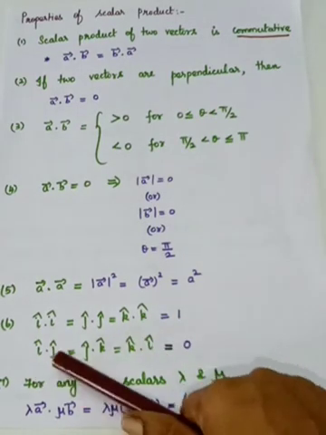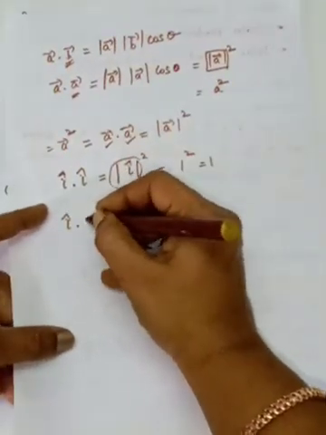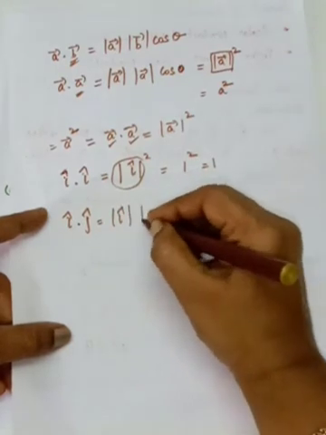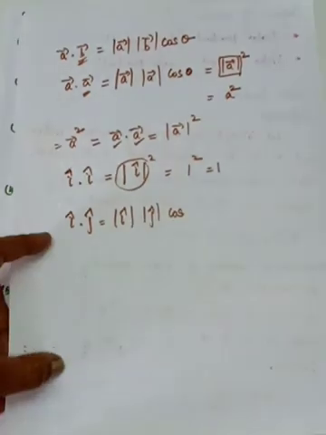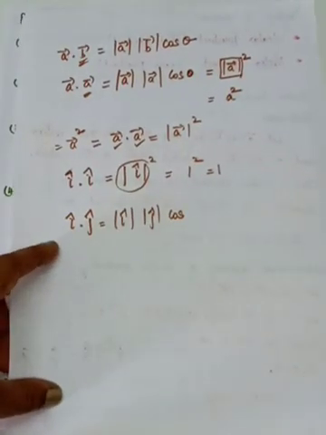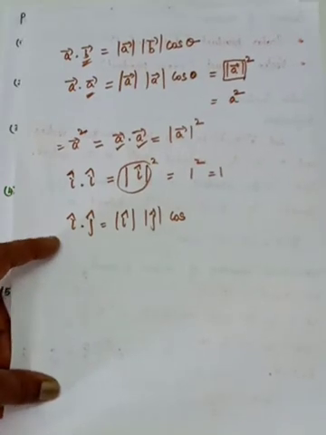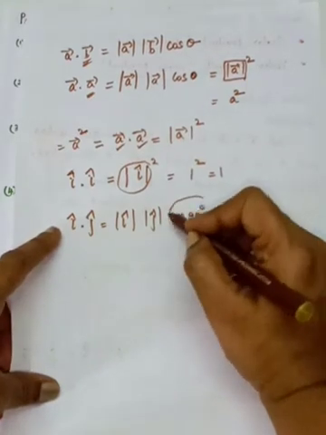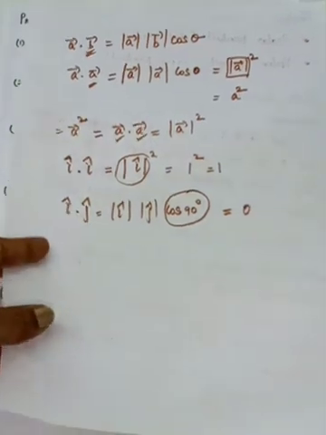What is I cap dot j cap? See, use the definition: modulus of I cap, modulus of j cap, and cos of the angle between them. I cap is acting along the x-axis, j cap is acting along the y-axis. What's the angle between the x-axis and y-axis? That is 90 degrees. So cos 90 degrees is 0. Therefore I cap dot j cap is equal to 0.